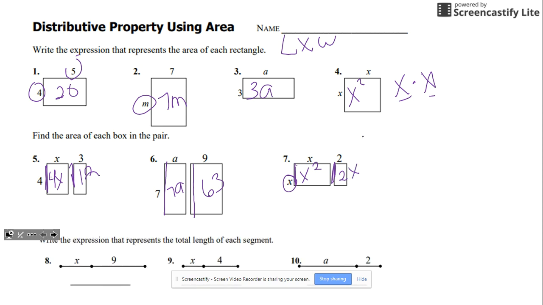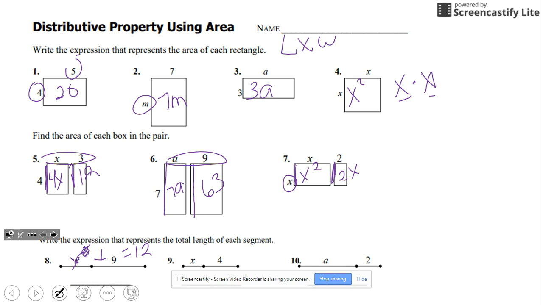Something I also want to talk to you guys about is this top line here. So instead of looking at it as 2 separate rectangles, we're going to eventually combine it. Here we're going to write an expression to look at the total length. So if I told you x was 3, we could just add up 3 plus 9, and we know the total length would be 12.